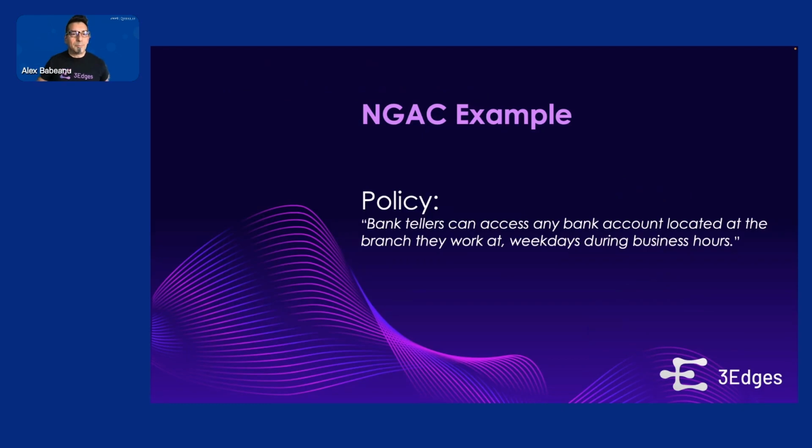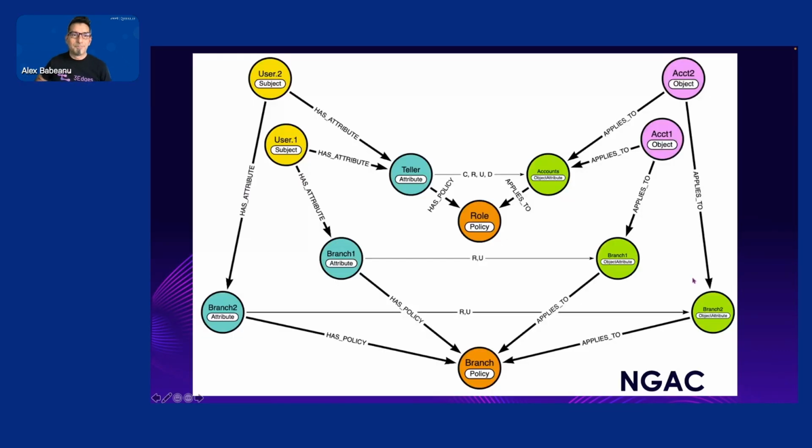So let's see an example here. Let's look at this attribute-based access control policy example in the banking world. The policy is as follows. Bank tellers can access any bank account located at the branch they work at weekdays during business hours. So how would we go about using our graph to implement that? Here it is. This is the NGAC way.